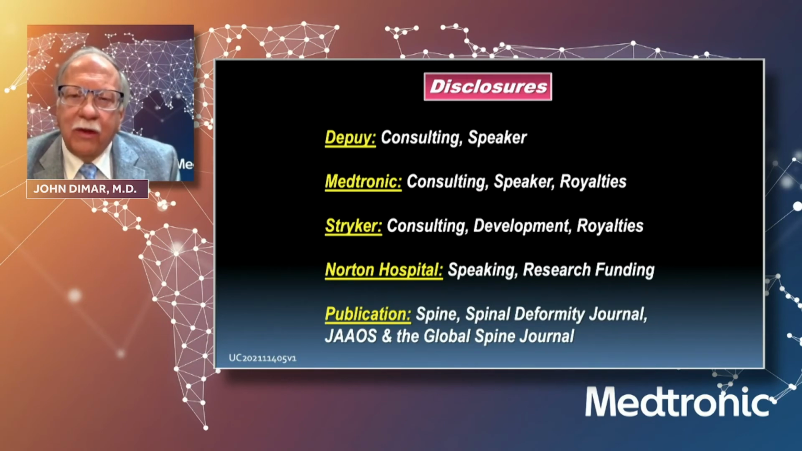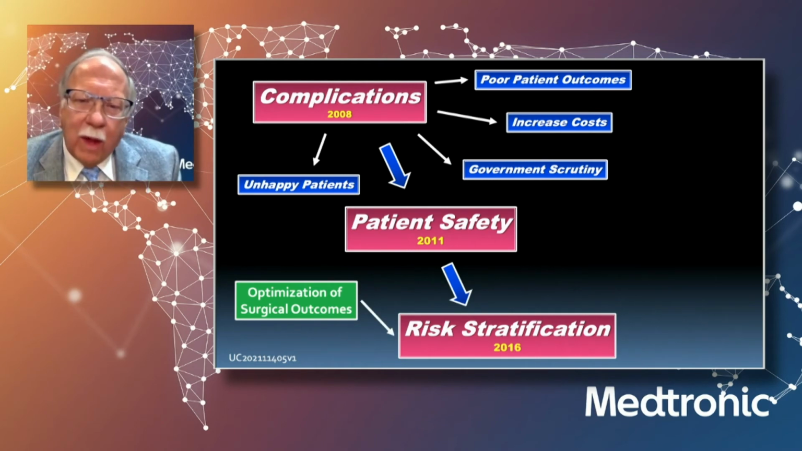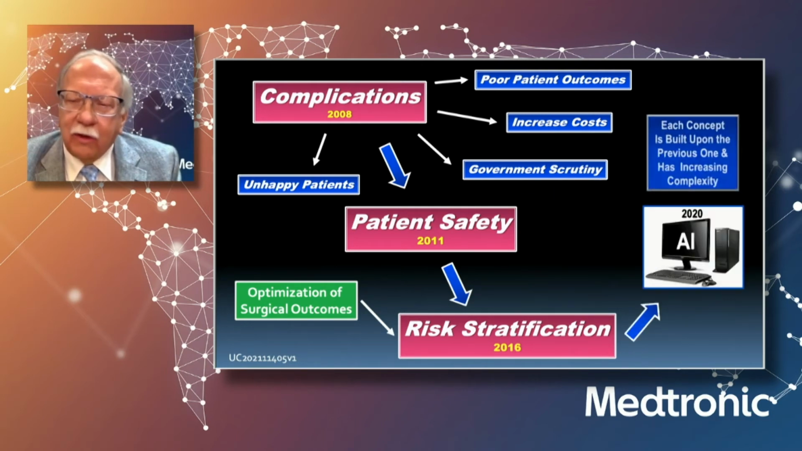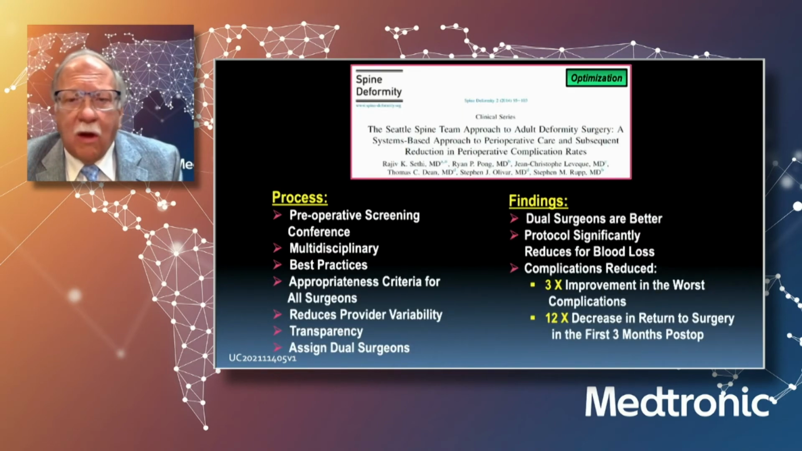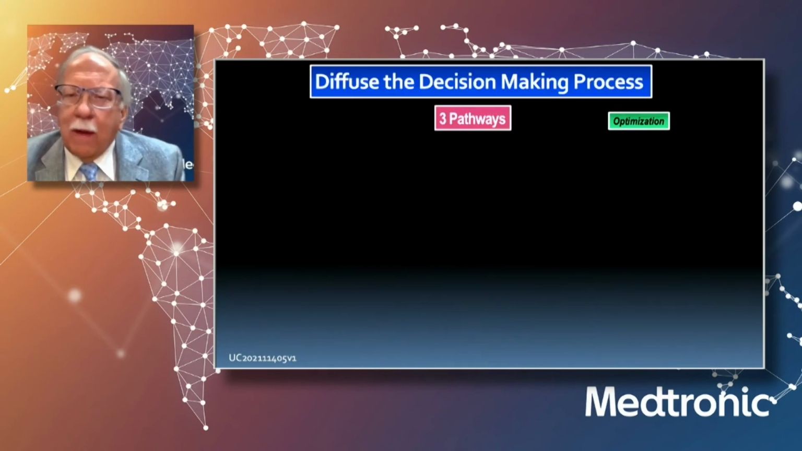I'm going to talk to you about medical optimization. We started with complications, then we went in the early decade ago to patient safety, and now to risk stratification. And we're really now going to AI to try to improve our patient outcomes and catch complications that may be preventable, using very careful clearance techniques. I advise you all to look at Raj Sethi's articles, where he really did a team approach to this with a multidisciplinary panel. And what he really found was that you can reduce a lot of the complications. The surgeons are better, blood loss is better, and your complications go way down when you have a team approach.